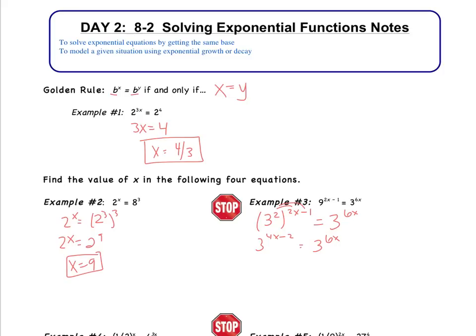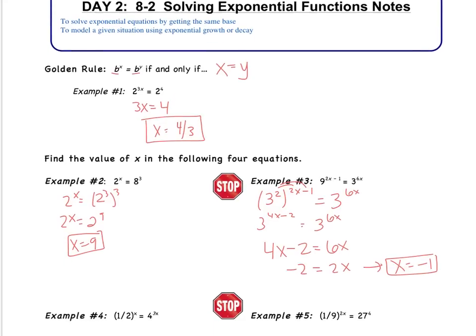Now, because my bases are the same, I can set the exponents equal. So I get 4x minus 2 equals 6x. Subtracting 4x, I get negative 2 equals 2x. So x equals negative 1. Okay, so hopefully you got that one right. If you didn't, that's okay. We're going to get some more practice with a few more examples.